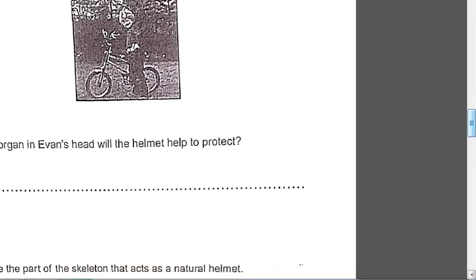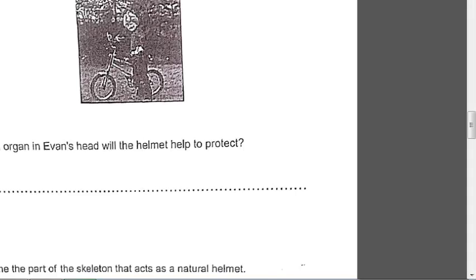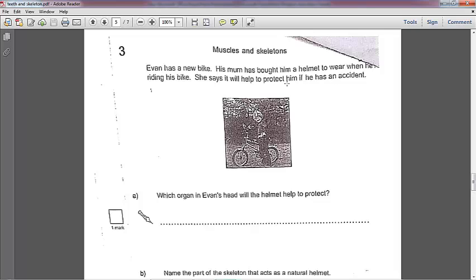Muscles and skeleton. Evan has a new bike. His mom has bought him a helmet. Helmet, you know, the helmet, the cover we put on our head to protect it while riding a bike or a motorbike, to wear when he is riding his bike. He says it will help him to protect his body from accident. It will help to protect him if he has an accident.